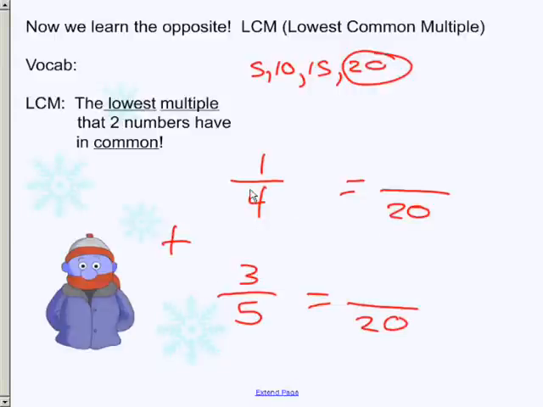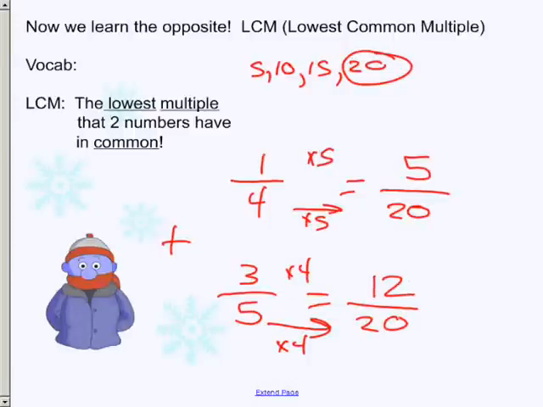Okay, so then I can create my equal fractions by saying, how do I get from 4 to 20? I do times 5, so we have to do the top times 5. 1/4 equals 5/20. Now how do I get from 5 to 20? Times 4, so we do the top times 4. 3/5 is equal to 12/20. Now that I have like denominators, now I can add. 5/20 plus 12/20 is 17/20.